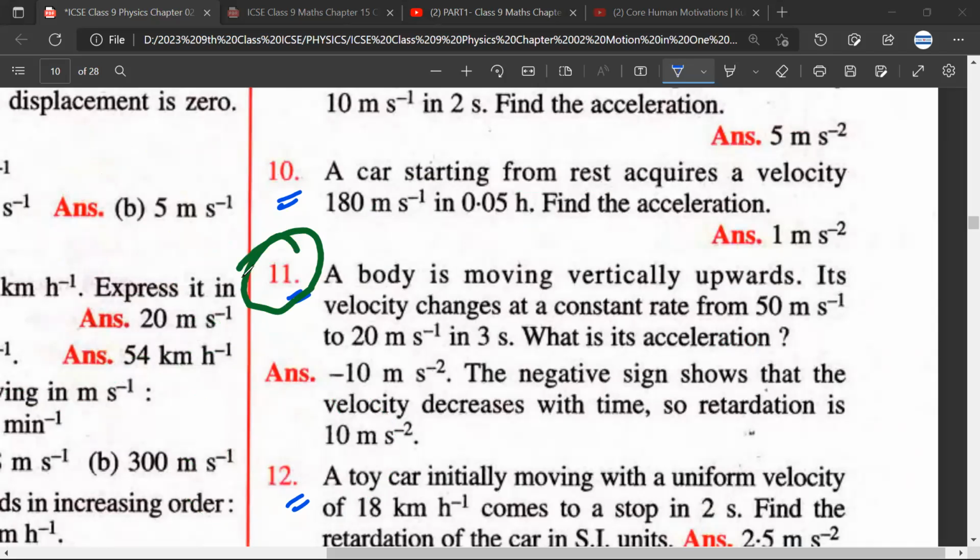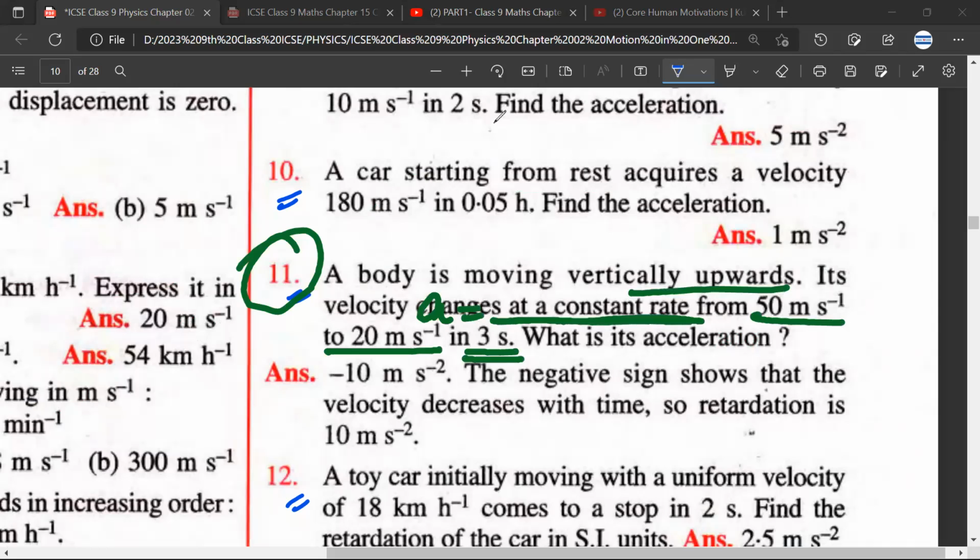Okay. So question number 11. A body is moving vertically upward, again upward, its velocity changes at a constant rate. What this constant rate implies is that the acceleration is constant, from 50 meter per second to 20 meter per second in 3 seconds. Is it making sense?